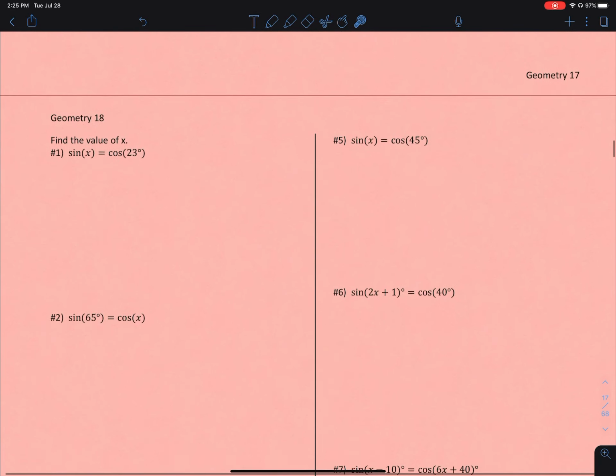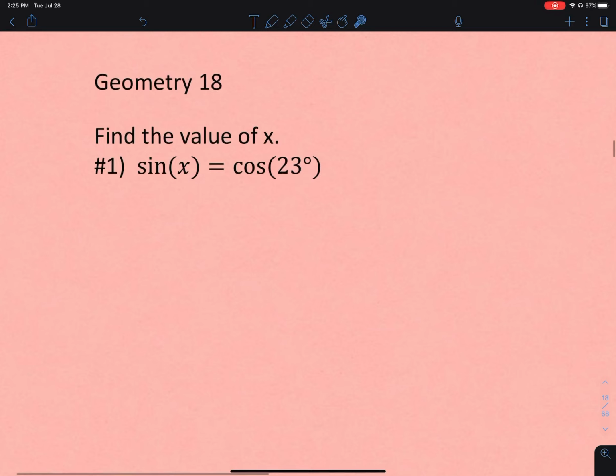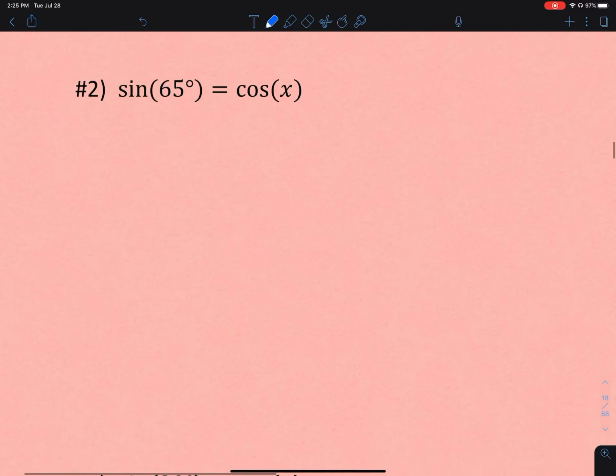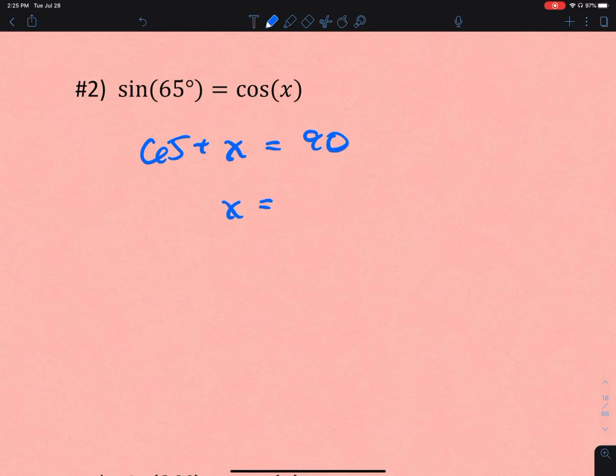Let's look at some examples so you can see what this is actually going to help us with. Find the value of x. Here it says that sine and cosine are equal to each other. What conclusion can we draw from that? The two angles we're given must be complements. Therefore, x has to be 67 degrees. Number 2, sine and cosine are equal. What does that tell us? It tells us the two angles we're given must be complements. Therefore, x is 25 degrees.